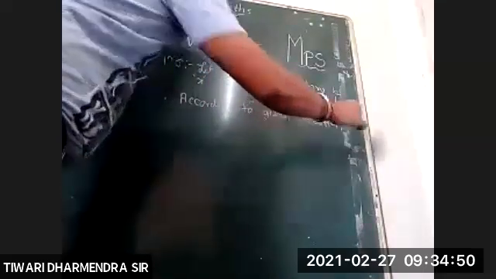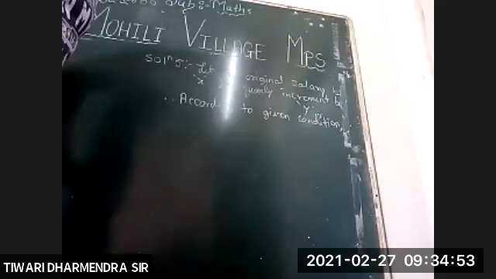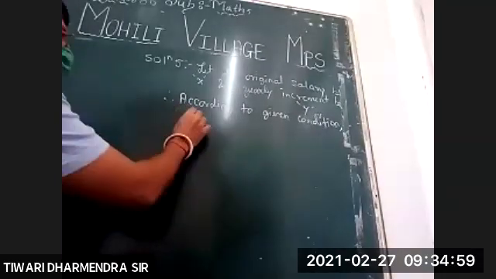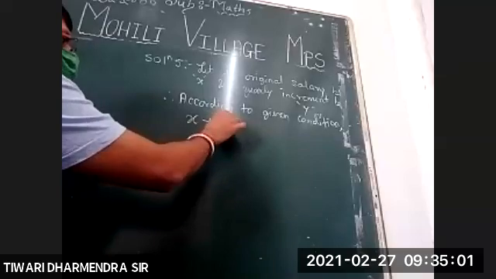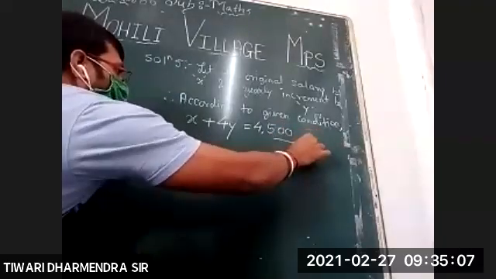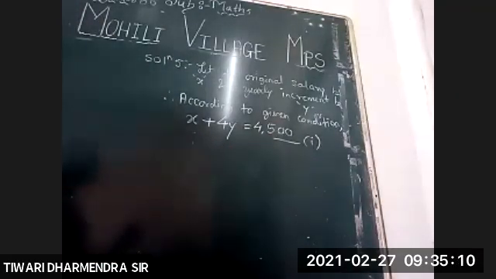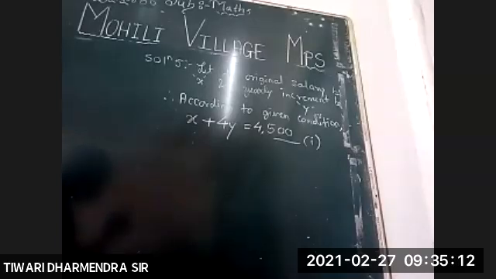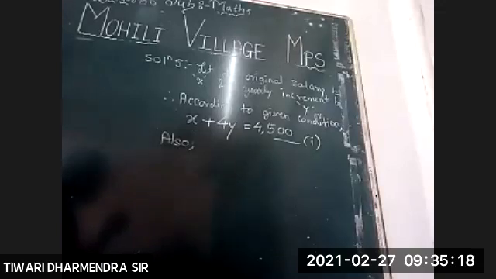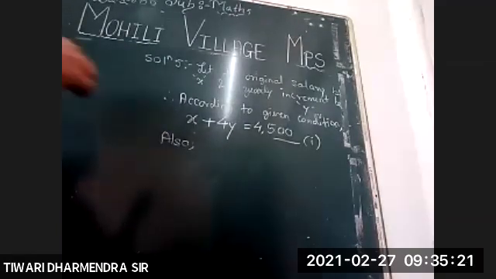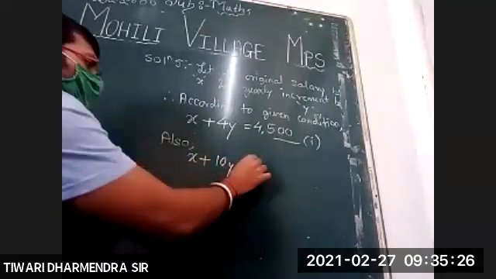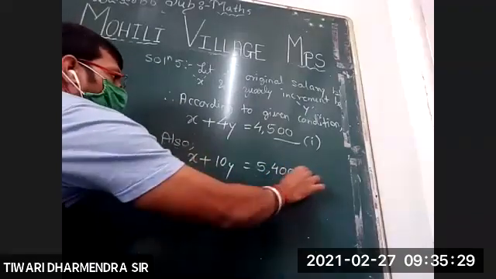what they are saying: after 4 years, his monthly salary was 4,500. Means started with X, after 4 years, there will be 4 increments, and his salary became 4,500. So this is my equation number 1. Again, according to the given condition, after 10 years, his monthly salary became 5,400. Means when 10 increments were added to his monthly salary, his salary became 5,400. This is equation number 2.